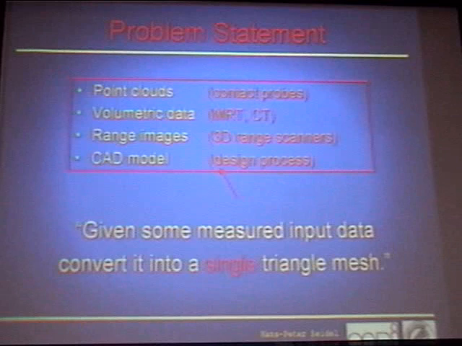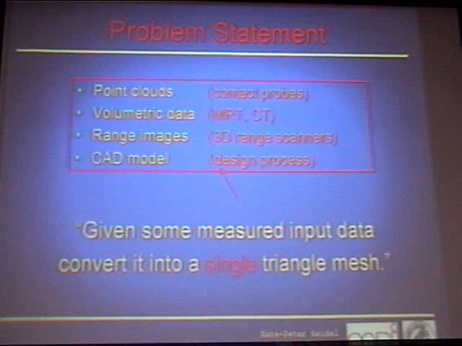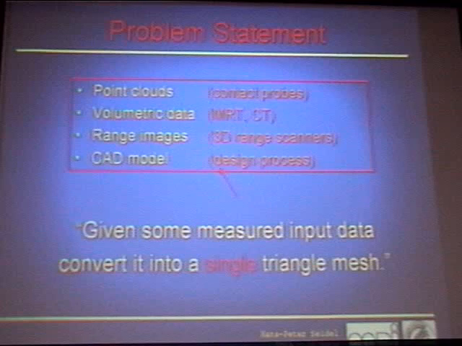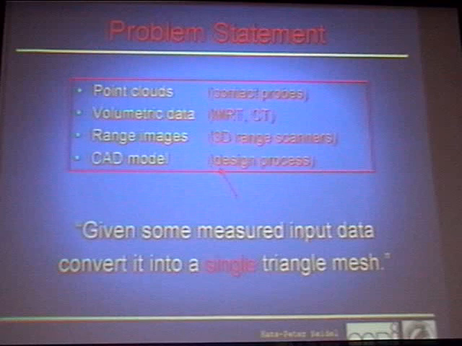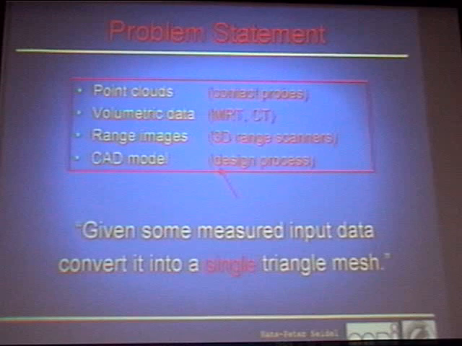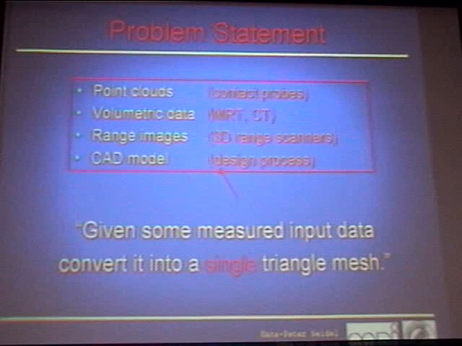And you can also have the situation that you have a certain CAD model, say a certain spline surface that you want to convert into another format, say a triangle mesh, in order to address certain graphics hardware very efficiently. So you also have to convert these objects. So basically, given some measured input data of some sort, converted into a single triangle mesh, we're dealing with single triangle meshes here in order to facilitate the rendering on current graphics hardware that is very efficient at dealing with triangle meshes.